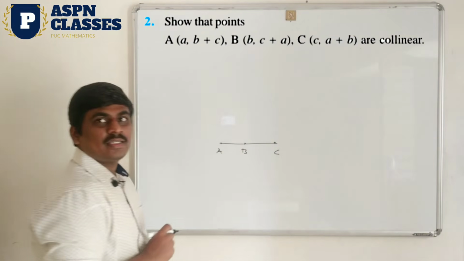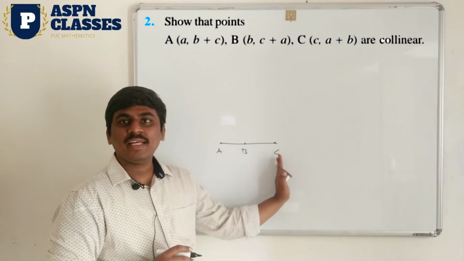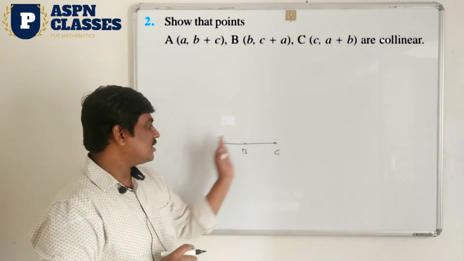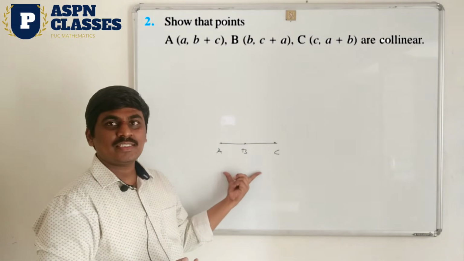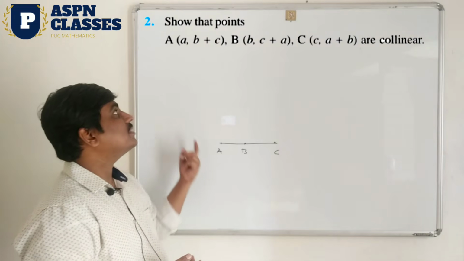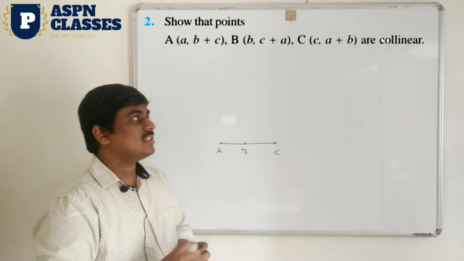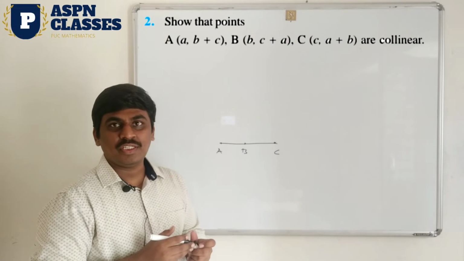You have to prove that collinear means what is the area of these 3 points? 0 only. You go and find this area, it is always 0 only. There is no area existing here. You go and find the area of the 3 given points, and the answer compulsorily comes 0. It means A, B, C are collinear.